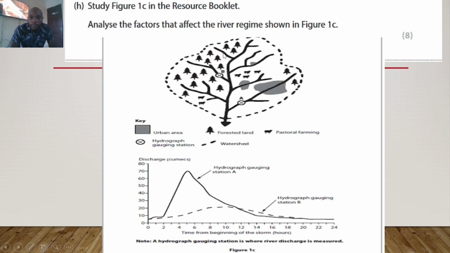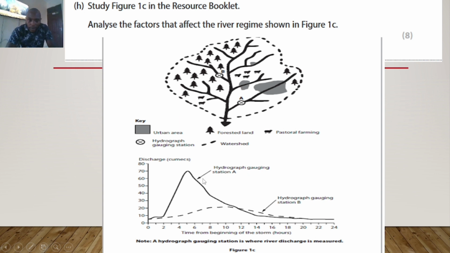Part B has some forested area. Part A has pastoralism taking place. What is this? This is an urban area. So this is an urban area, and this is a rural area. Area A is an urban area. Area B is rural. That is my perception of this resource booklet. I don't know what you can perceive.